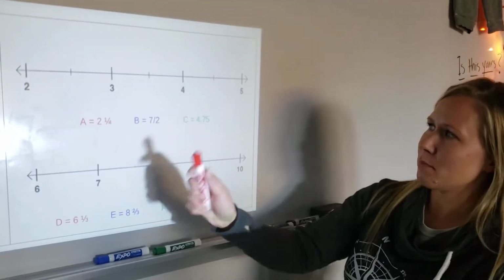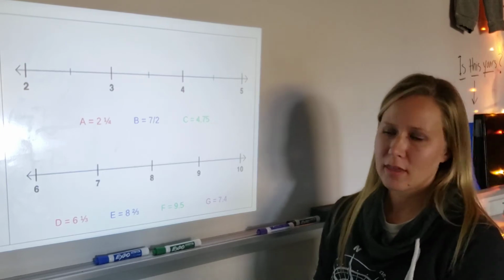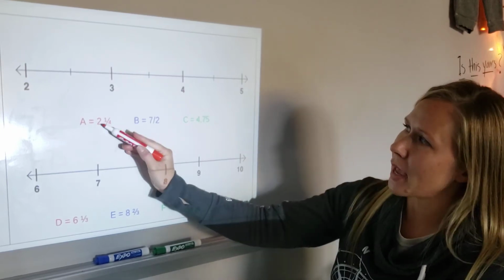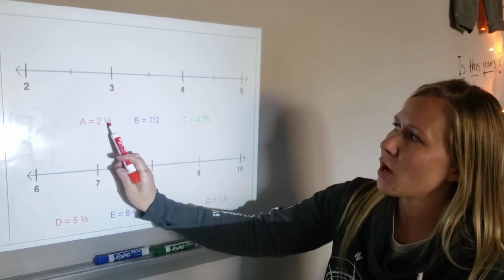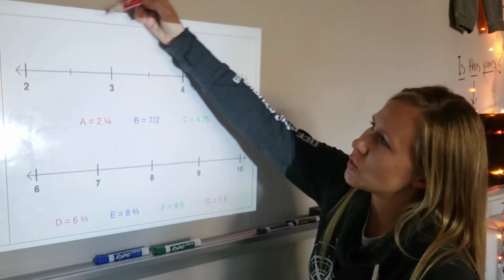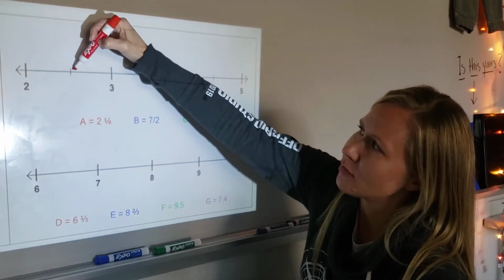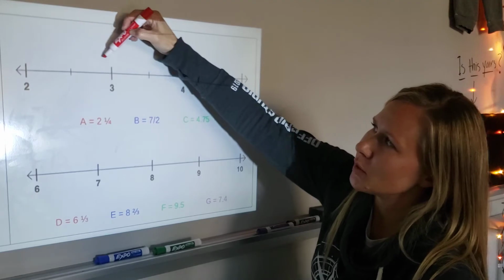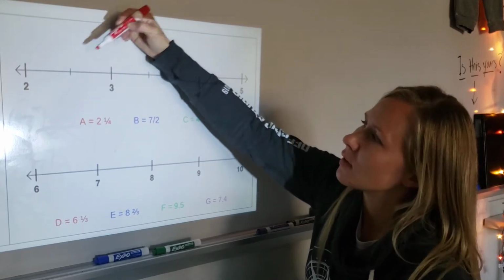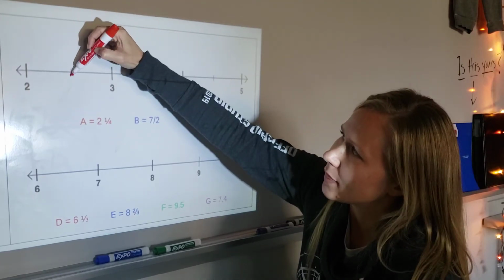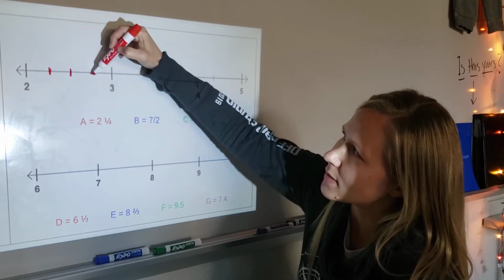Let's start and we'll see where we go with this. I'm going to use my red marker, 2 1/4. So my whole number is 2. I'm going to be after the 2, and I want to go 1/4. Well, do you see how this is broken into half? Let's break from 2 to 3 up into fourths. So remember what we did before. We want 4 equal spots here.